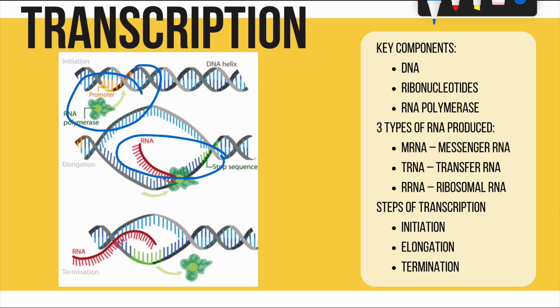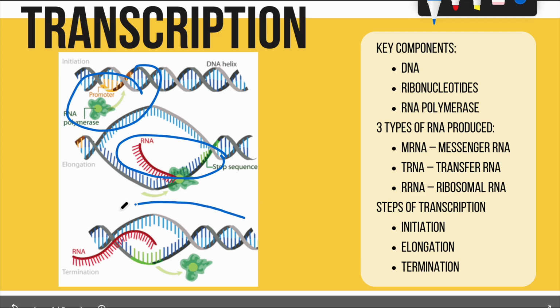And then in termination, the polymerase reaches the end of the gene. The DNA rewinds back into a double helix, and then the pre-mRNA releases, which is what happened here.